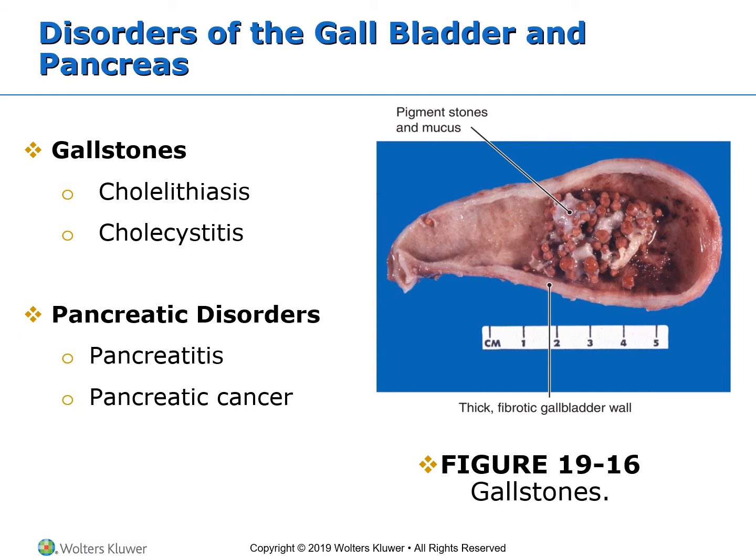We'll discuss now disorders of the gallbladder and the pancreas. We'll start with the gallbladder. Probably the most common condition associated with the gallbladder is gallstones. The condition is called cholelithiasis, and those stones are made out of a combination of bile salts, mainly cholesterol and other calcium salts, and bilirubin.